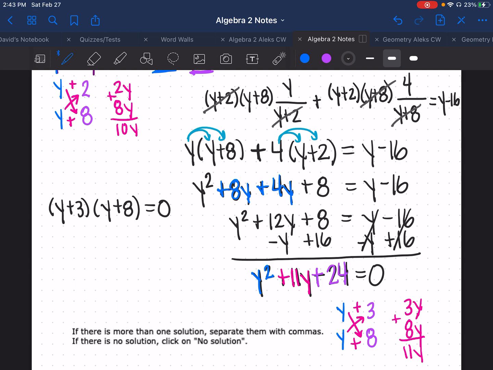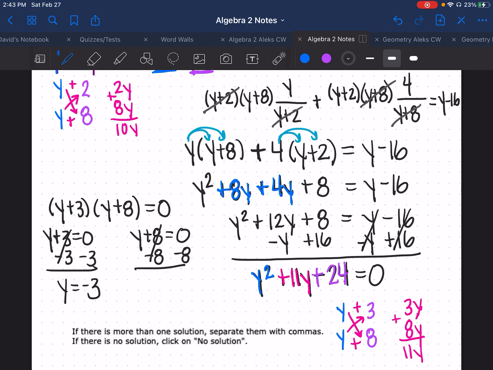My last step, because I am solving, I have to do the zero product property. So that was the one that said this factor equals 0, or the second factor equals 0, or both of them. So I just set them both equal to 0, and I solve, and I get -3, and I get -8. But remember, they could both be an answer, or only one of them could be an answer, or neither of them could be an answer because of our extraneous possibility.